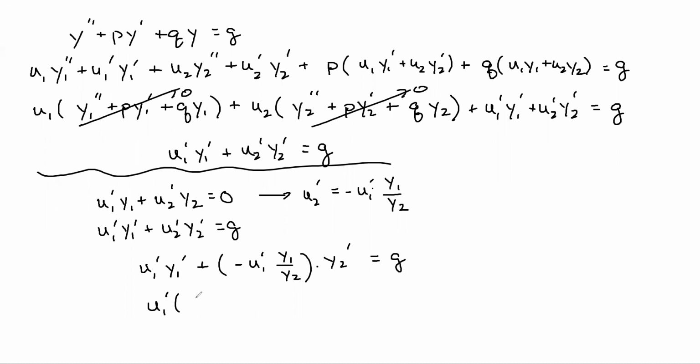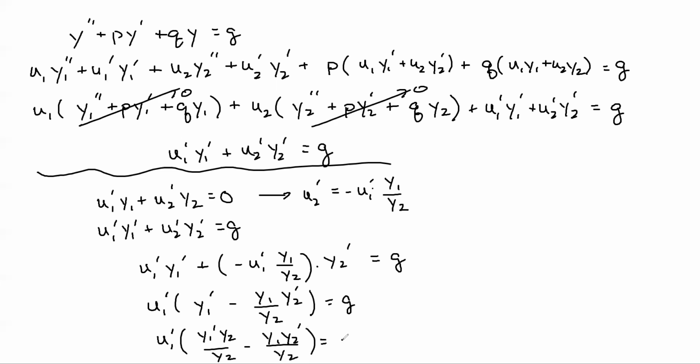And this is all the same steps. If you go back and compare to the steps we did earlier, it's all the same steps. So we have minus y1 over y2, and then we got another y2 prime over here, equals g. And then if you get common denominators, remember we got common denominators last time, you're going to have y1 prime y2 over y2 minus y1 y2 prime over y2 equals g.